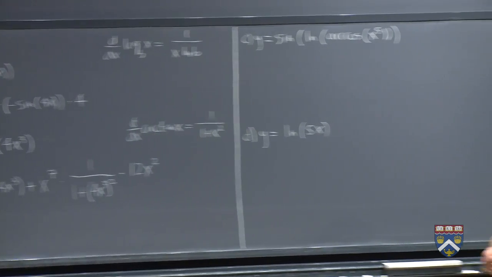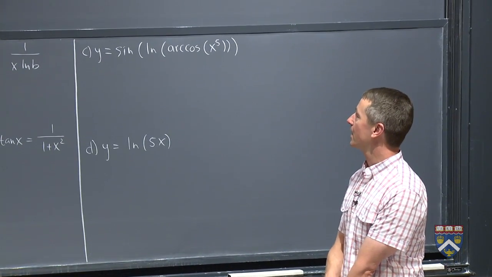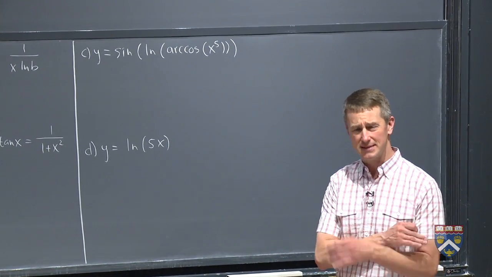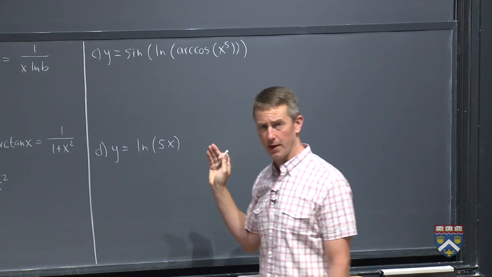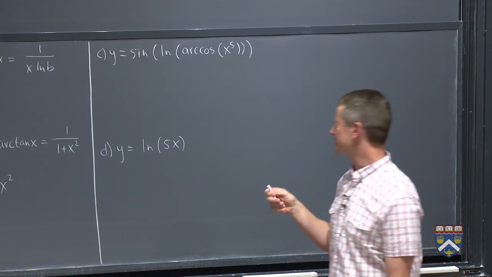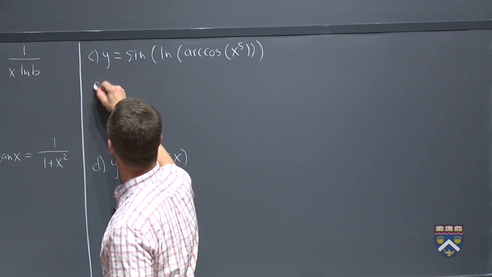How about this one? Sine of ln of arc cosine of x to the 5th. So this is another multiple chain rule, right? When you read this out loud, you keep saying "of" all the way through. So there's no multiplication. This is all chain rule going on here.